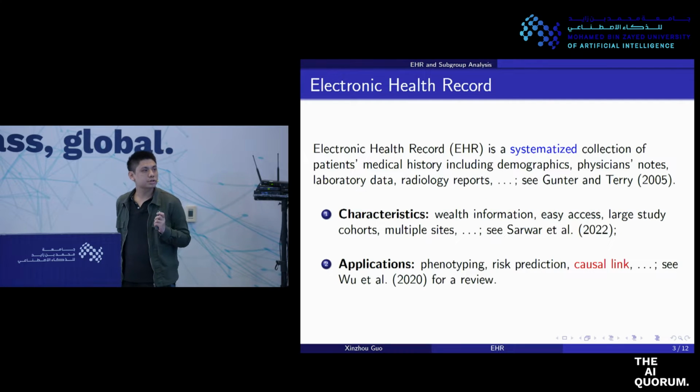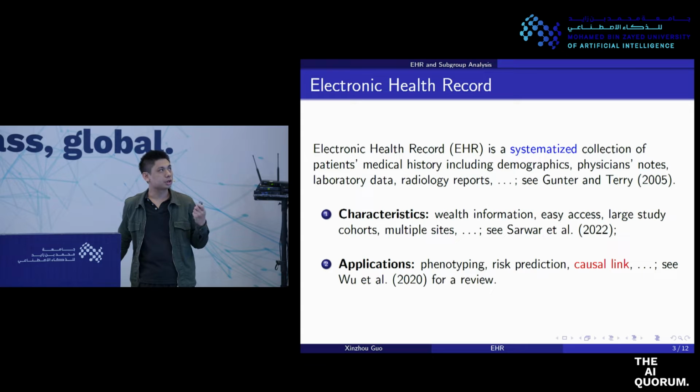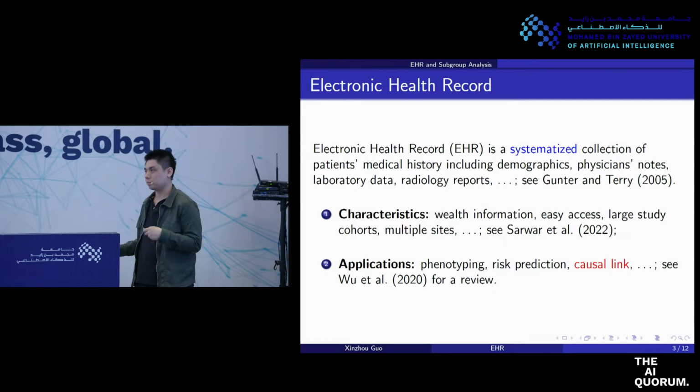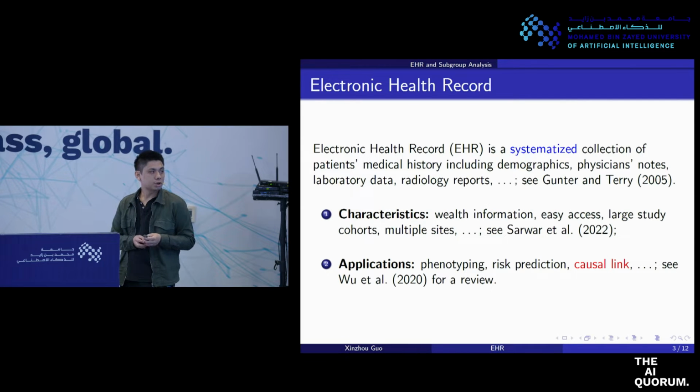Okay, so first, a brief introduction of electronic health records. Electronic health records are a systematized collection of patients' medical history. They contain very wealthy information, and are much easier to access. They usually contain much larger study cohorts, and can be multi-site studies. Electronic health records have been applied to phenotyping, risk prediction, causal inference, etc.